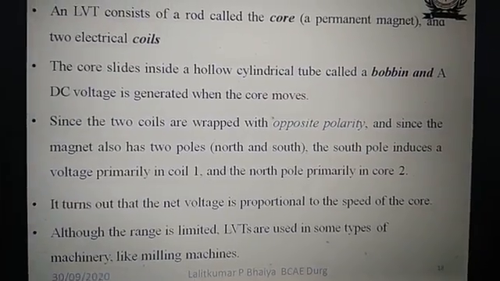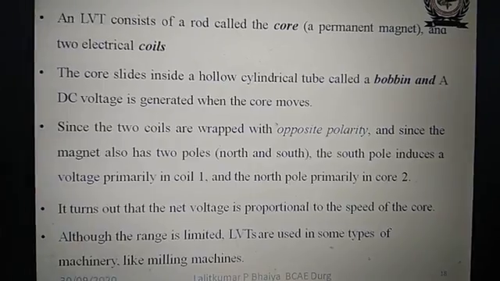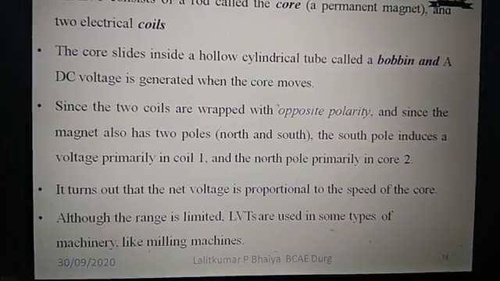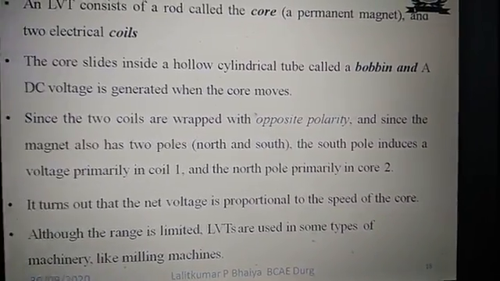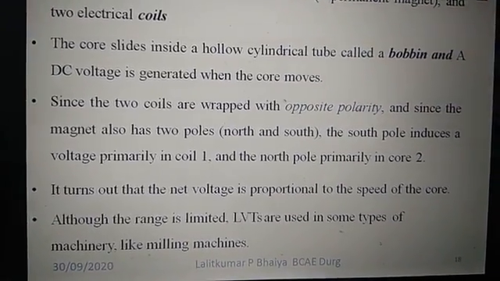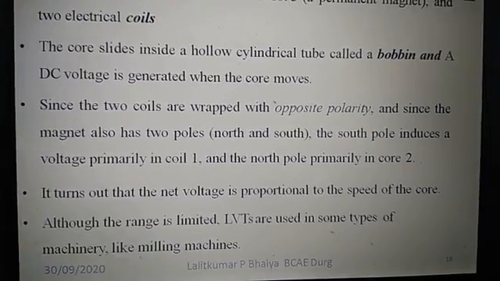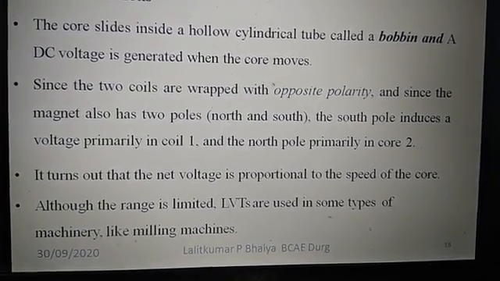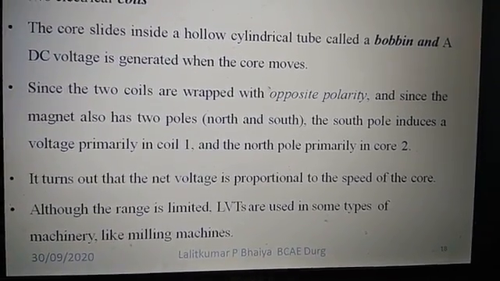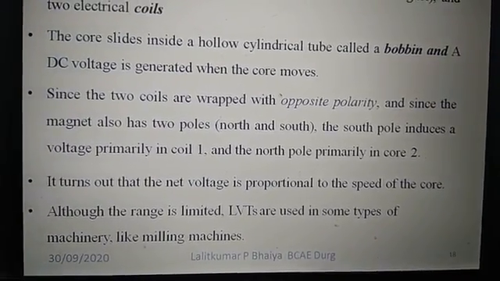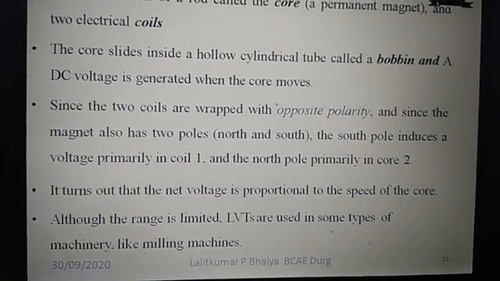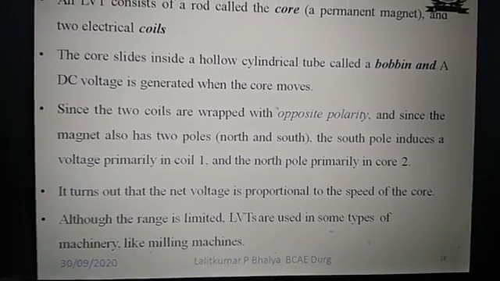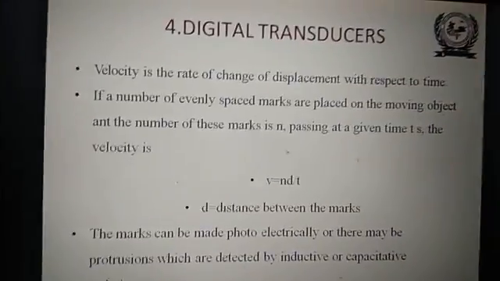Since the two coils are wrapped with opposite polarity, and since the magnet also has two poles, north and south, the south pole induces the voltage primarily in coil 1 and the north pole induces the voltage at coil 2. It turns out that the net voltage is proportional to the speed of the core. That means it is velocity. And this type of LVTs are used in milling machines, that we have seen.